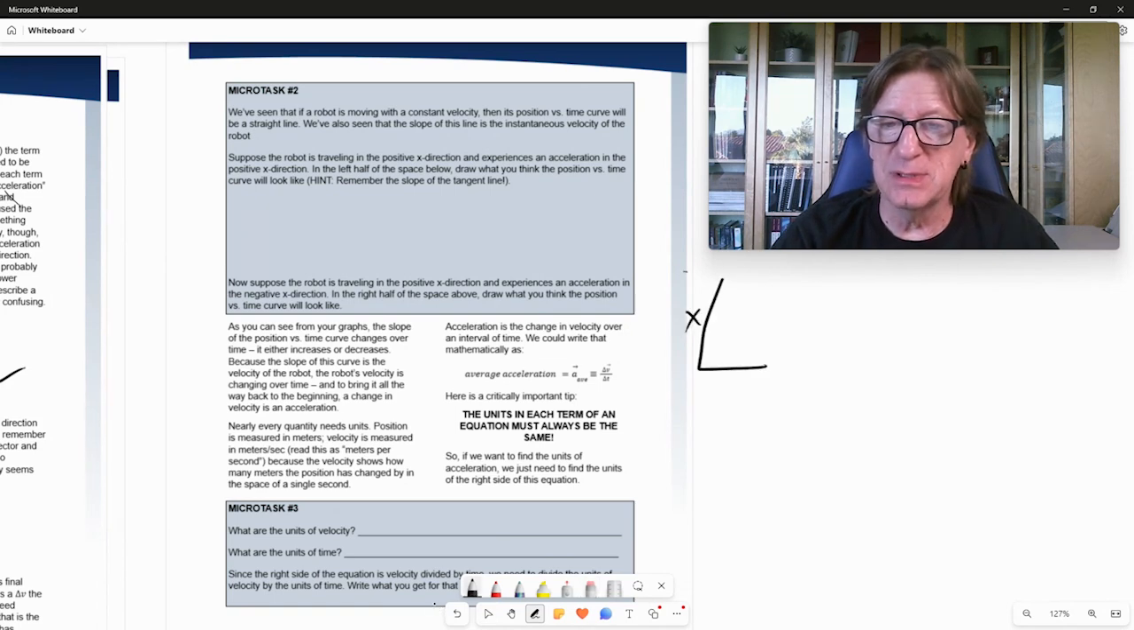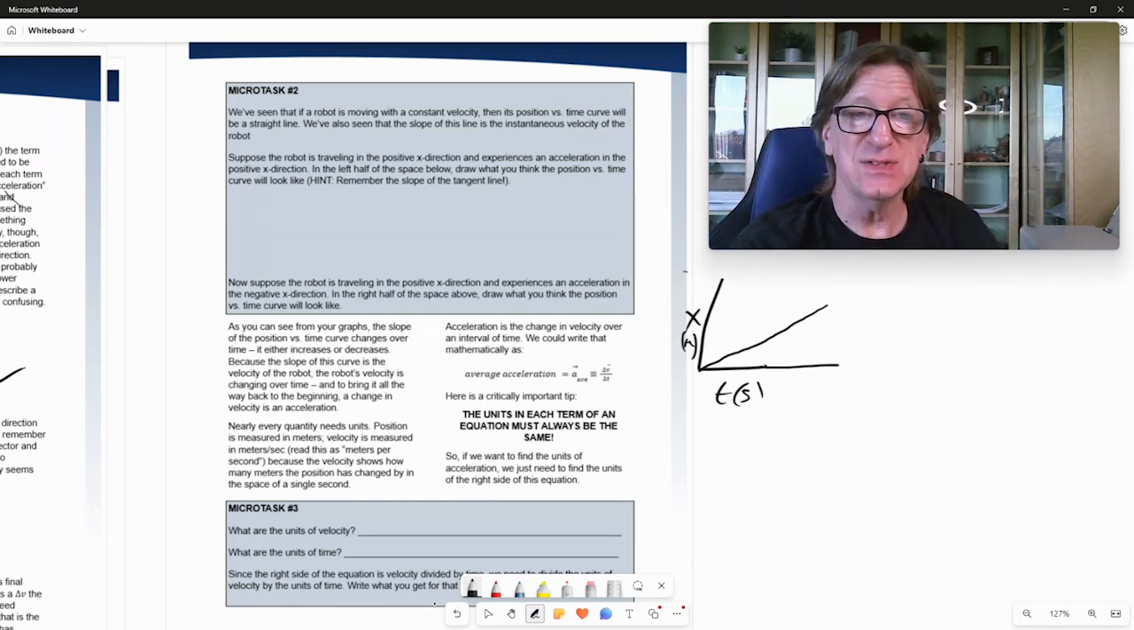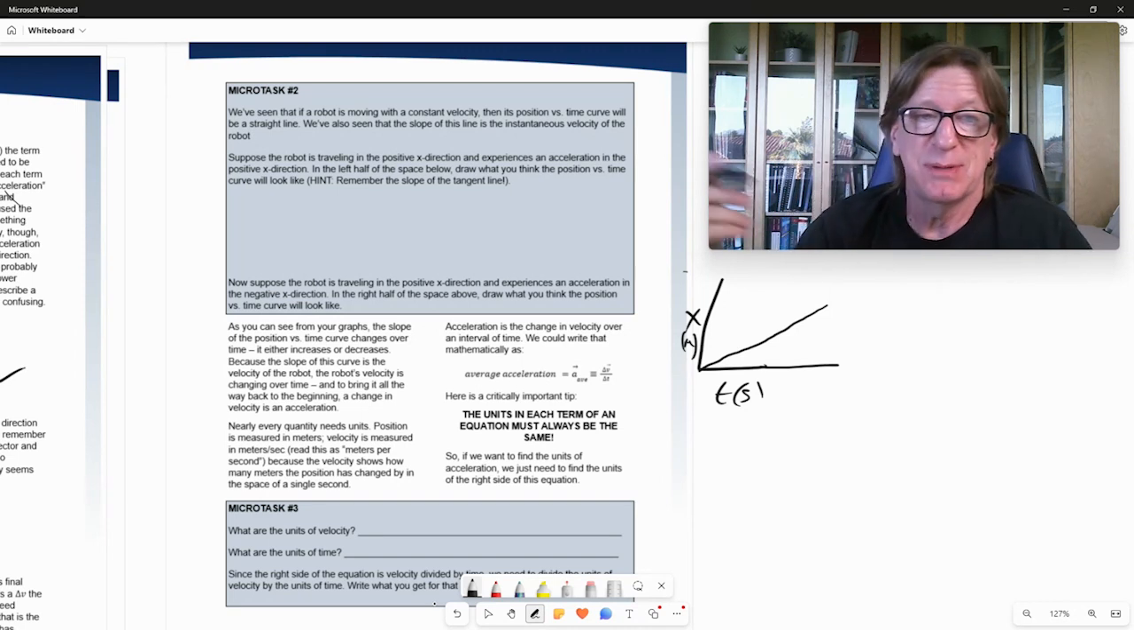So if I've got position in meters versus time in seconds, then remember that the velocity was the slope of that line. If the slope doesn't change, well, then it must have a constant velocity. So the slope of that line is also, in this case, the instantaneous velocity, because it's not changing. It's going to be the same everywhere.